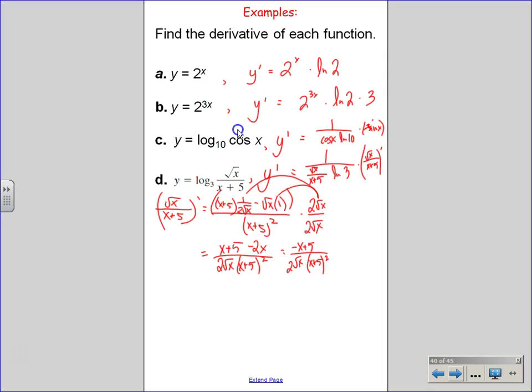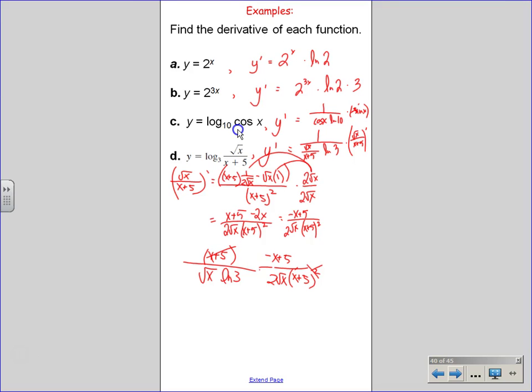So what do we have? I think we have a x plus 5 chilling up top. I think we have a square root of x with an ln of 3 down bottom. And then I think we have a negative x plus 5 all over a 2 root x. And I think that's going to reduce with that. And then I think... Wait, I did not write that right. Sometimes the best things take a little time. It's okay. 2x ln of 3.